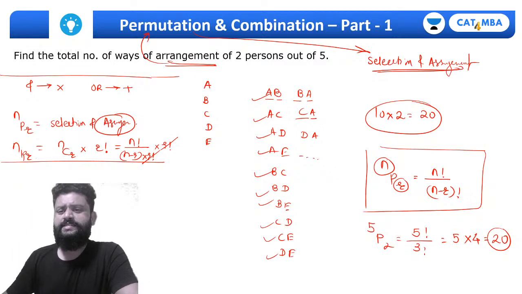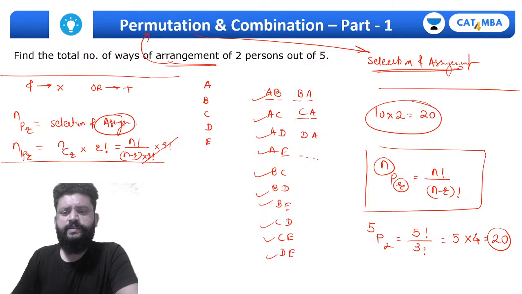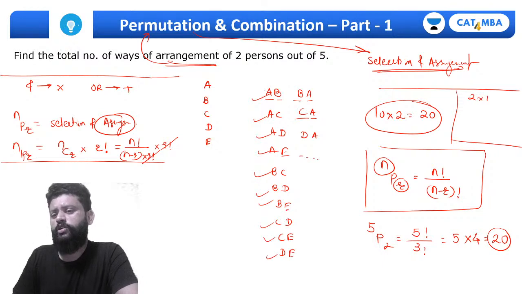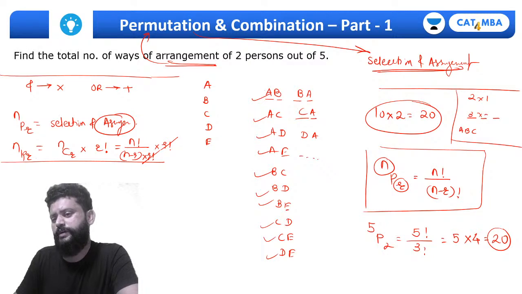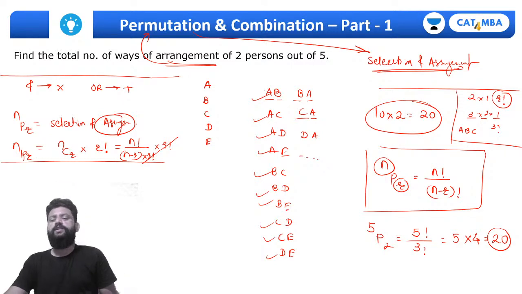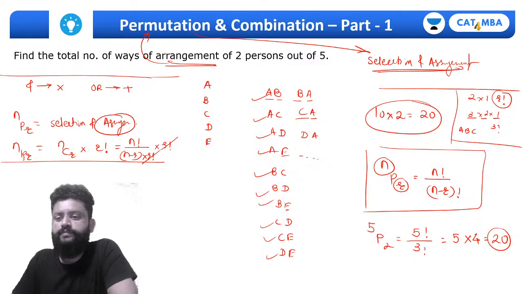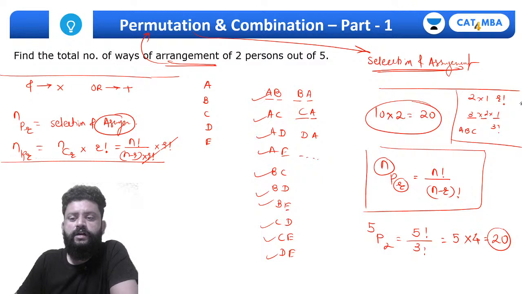Now how I did this, arrangement का मतलब क्या होता है guys? Simple logic है. If I want to arrange two things, the number of ways to arrange two things will be 2 into 1. If I want to arrange three things A, B, C, how many arrangements are possible? 3 into 2 into 1, that is going to be 3 factorial. So if I want to arrange r things, the number of arrangements will be r factorial. That's what you can conclude.